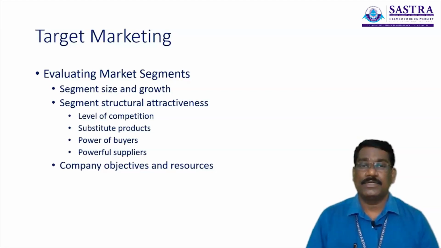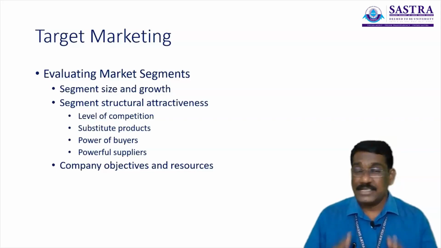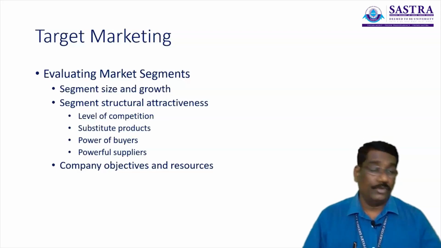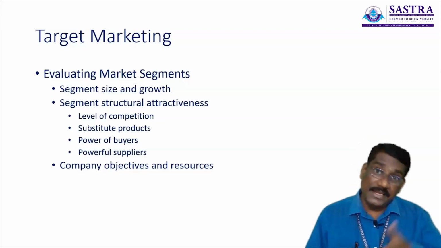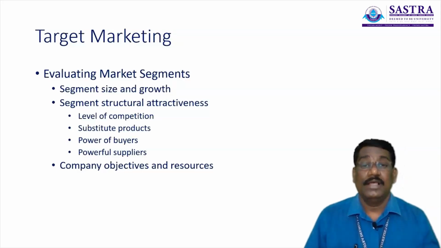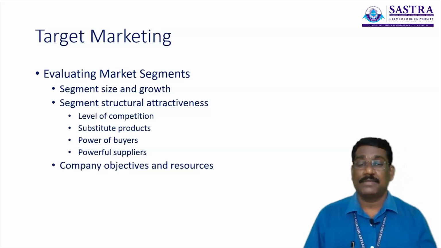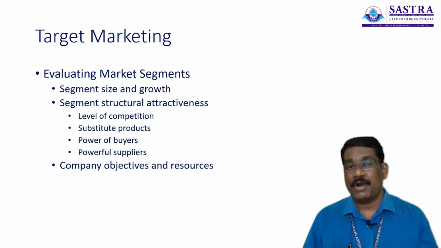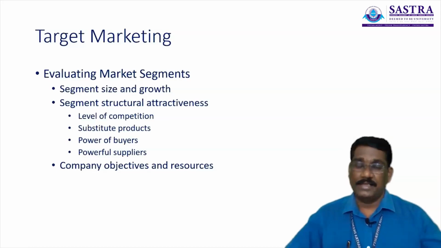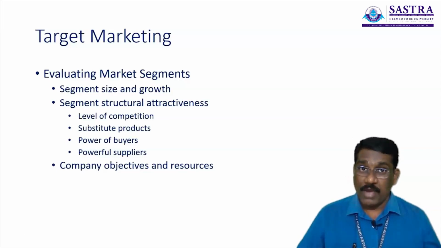Next one is about the segment's structural attractiveness. The first one is the level of competition. See, how much level of competition? What is the intensity of competition? As a marketer, you need to scrutinize that. And next, you need to check whether there is any substitute product available in that particular market segment or not. If any substitute products are served in the market, then it won't give you a competitive advantage.